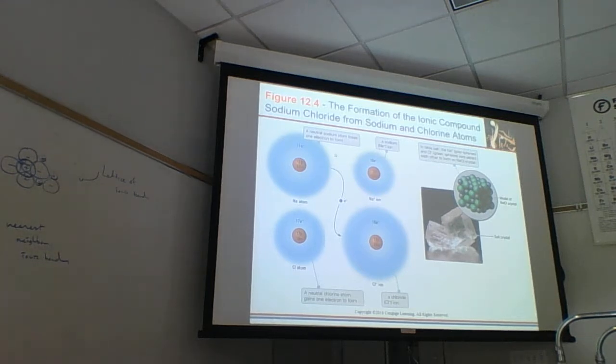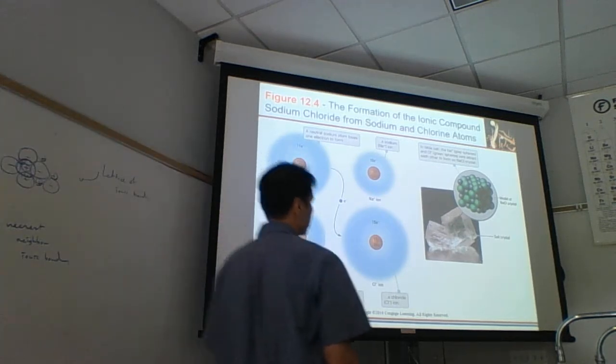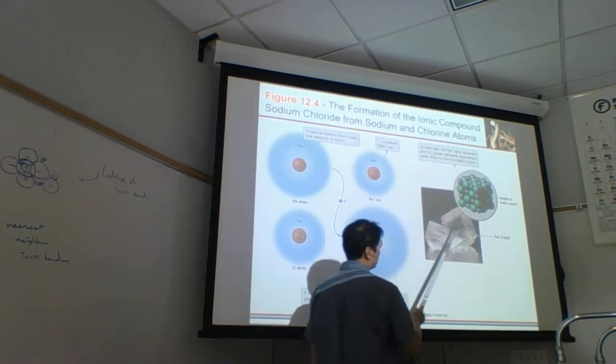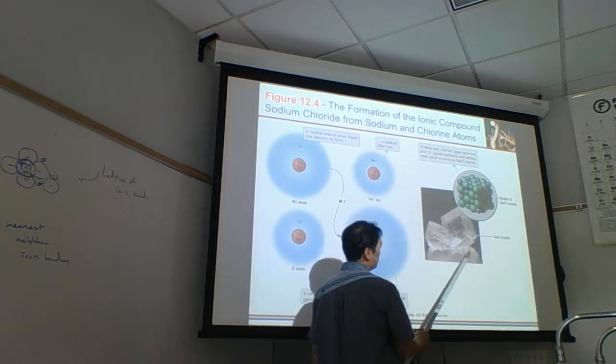And so I know the greens are bigger, therefore these must be the chlorines. And the grays are smaller, therefore those must be the sodiums, the size flipped. And this would be a crystal here. So this is very strong.